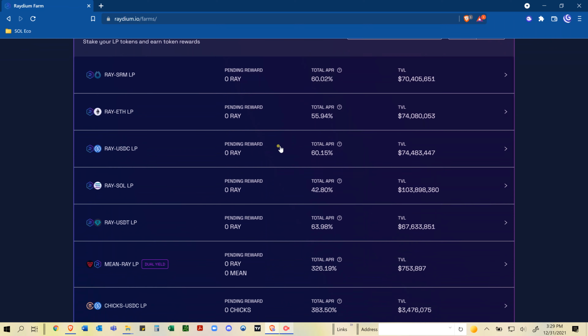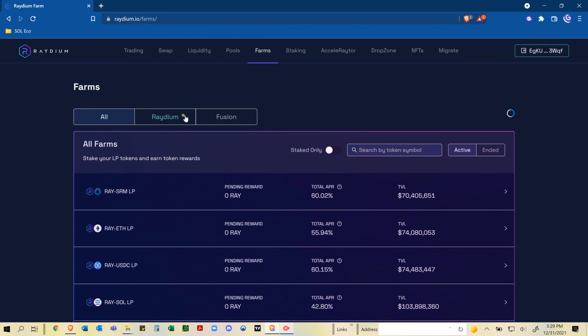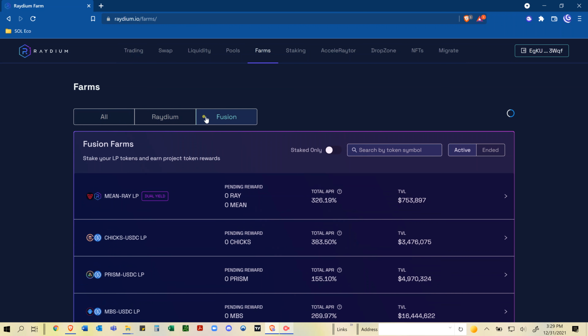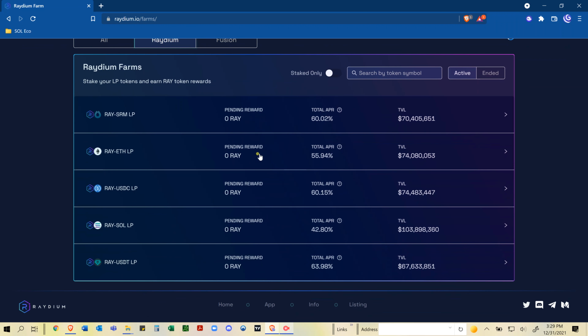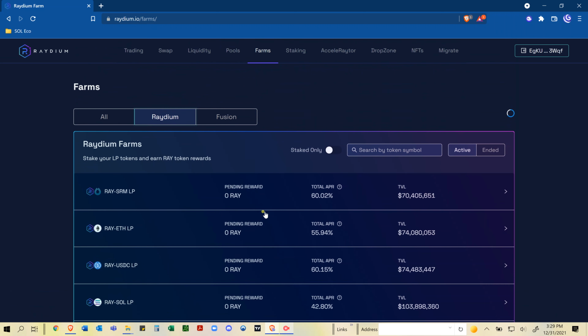So then you go over to the farms, and you could stake here. So we have basically Raydium farms, and we have Fusion. Fusion are not necessarily guaranteed by Raydium, but Raydium ones are Raydium, USDT, Sol, ETH, Serum, all that.